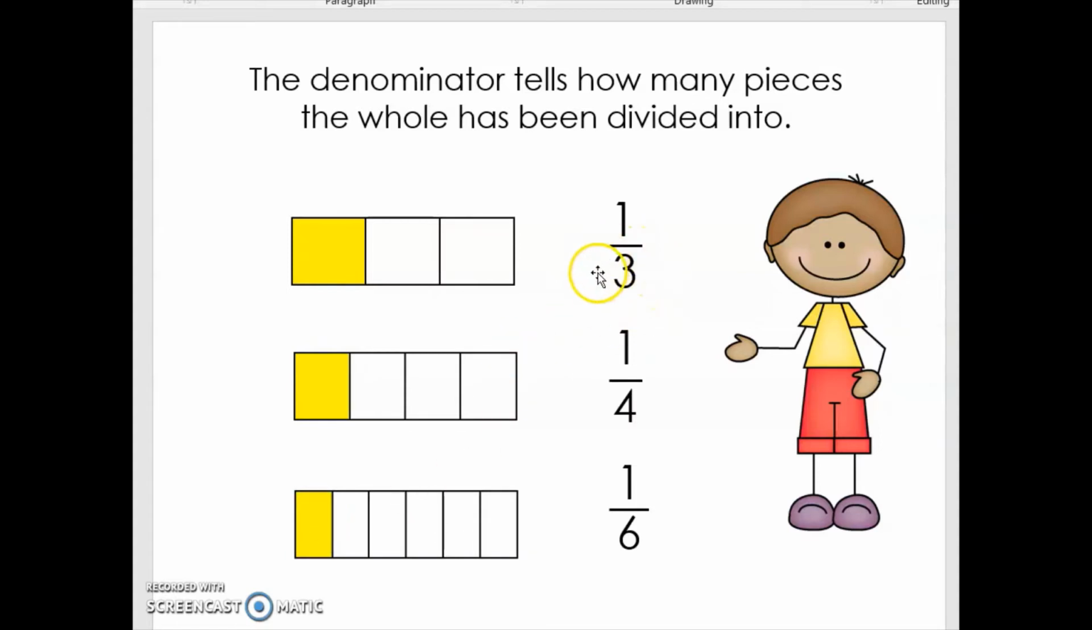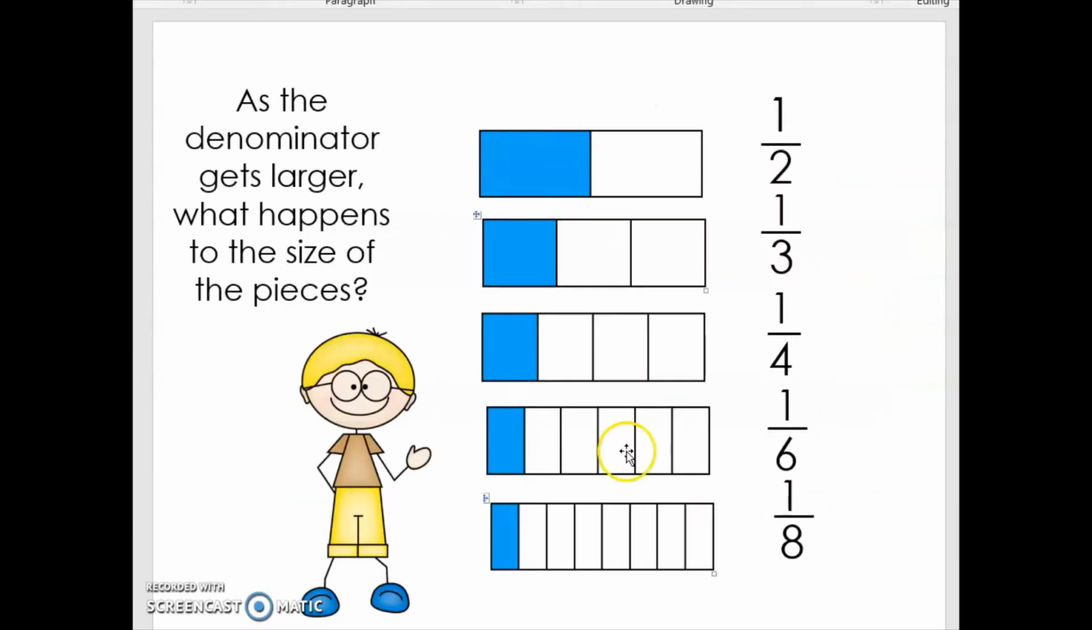So when the denominator increases, the bigger the number here in the denominator is, the smaller one piece is. See, if we're dividing it into 3, 1 out of 3, 1 out of 4 is smaller, 1 out of 6 is even smaller. Let's look at it some more.